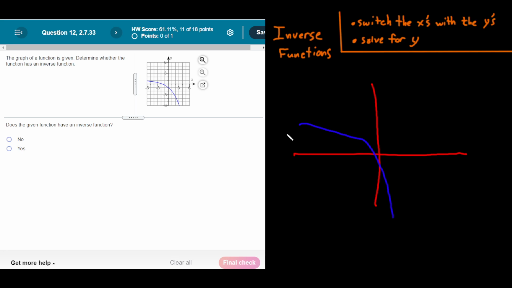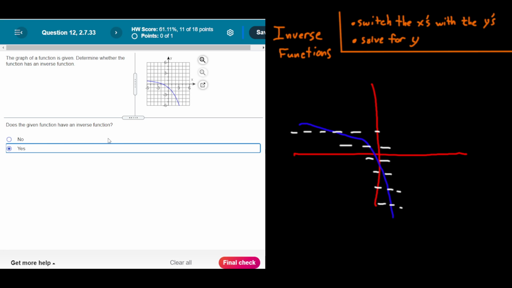If you run horizontal lines through it, will it hit only once? Yes, it does. At every single part of the graph, it only hits it once. So this answer is definitely yes. I know the rough sketch stuff has been great to us, but if you wanted to be sure, you can actually pick a point out from the graph.